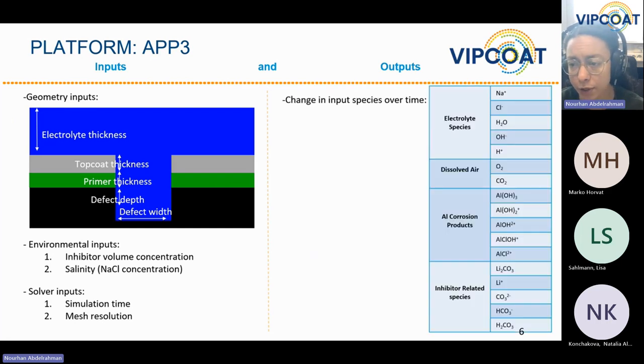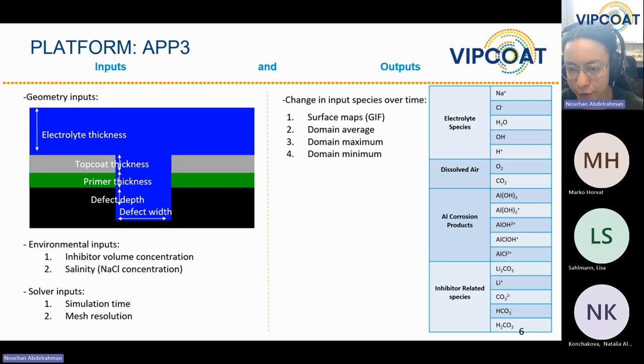And then as output, you can monitor the change of different species that are listed here. We're trying to categorize them based on their relation: electrolyte species, dissolved air, corrosion products, and inhibitor species. And you can usually see that in different forms, so it could be a GEF or domain average, domain maximum, and domain minimum. And now moving on to the platform.